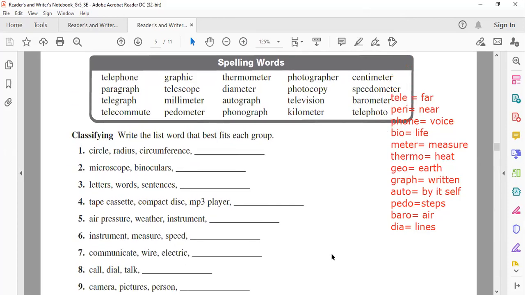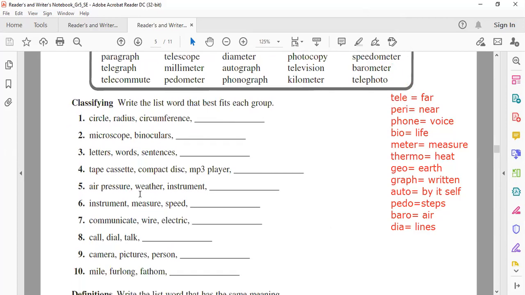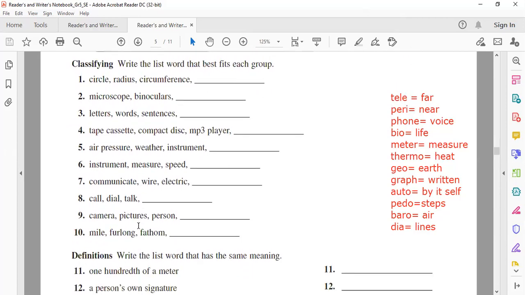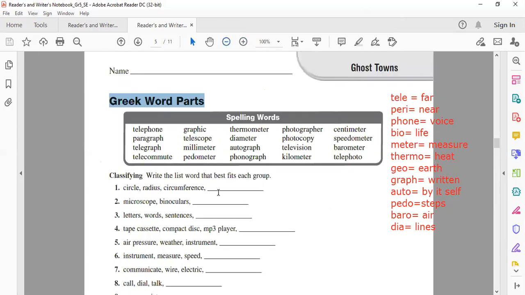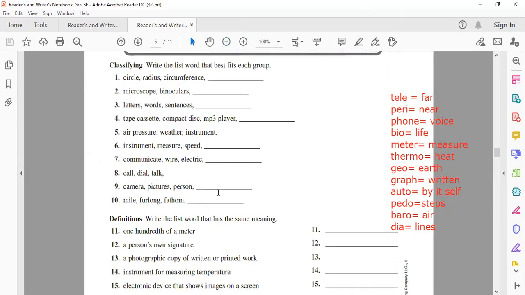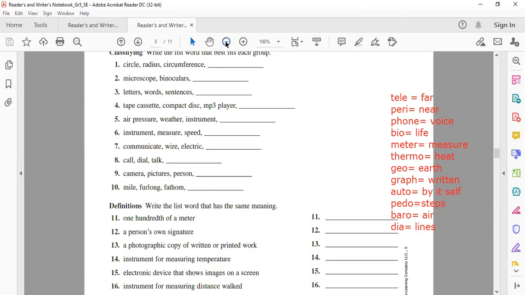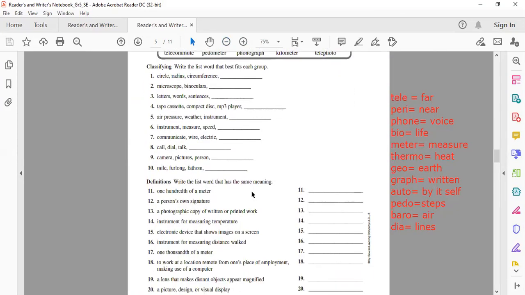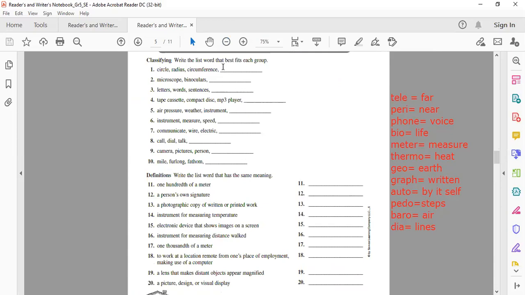Right now, write the list word that best fits each group. We have here a group of definitions and we need the last word that completes it. Who can start with the first one? Yeah? Maria. Okay, Maria. Classifying. Write the list word that best fits each group. Circle, radius, circumference. Diameter? Diameter. Excellent. Because we are talking about lines inside the circle. So we will go for diameter.